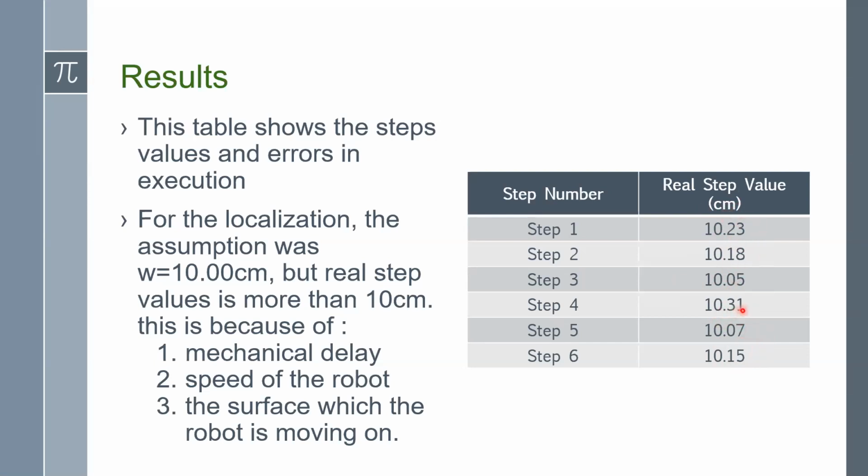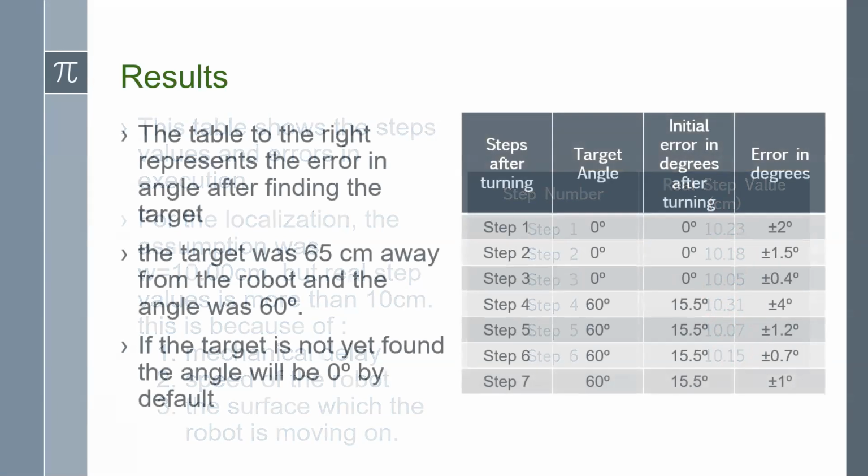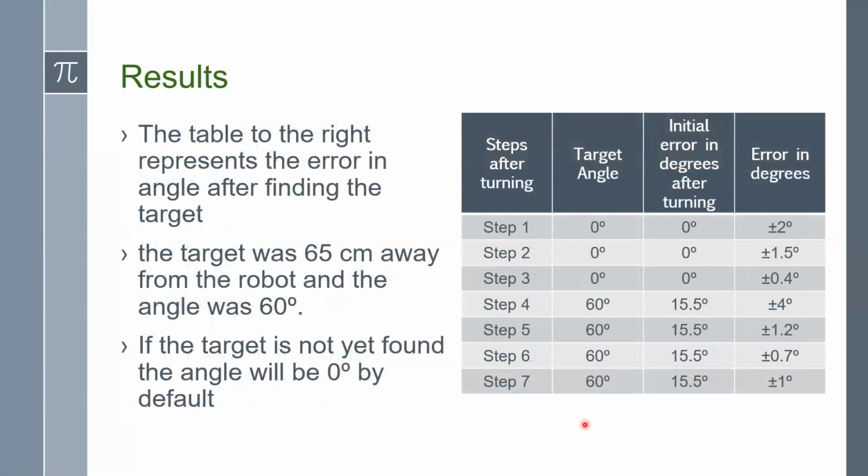For example, the maximum value we had was 0.31 centimeters, which is like 3 millimeters. So it's still accepted compared to 10 centimeters. The second table shows the errors in the angles after finding the target. So before finding the target, our target angle stays as 0, and we don't have any turning, so no drifting.